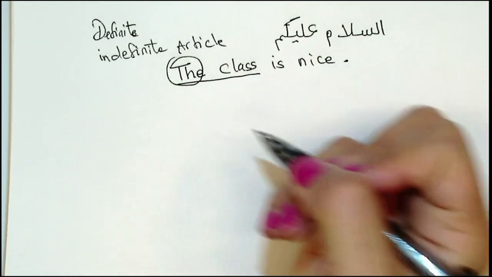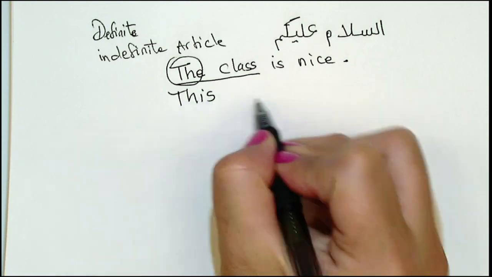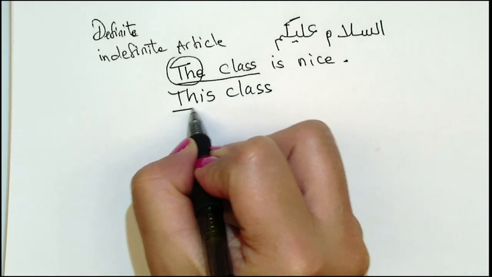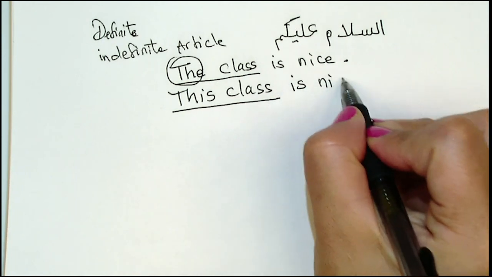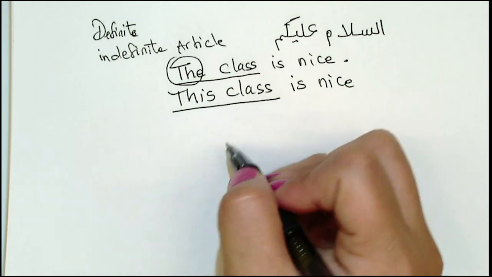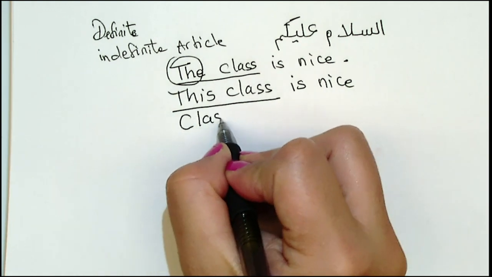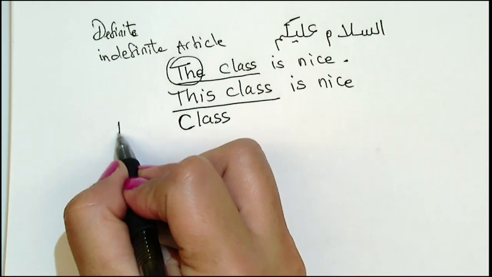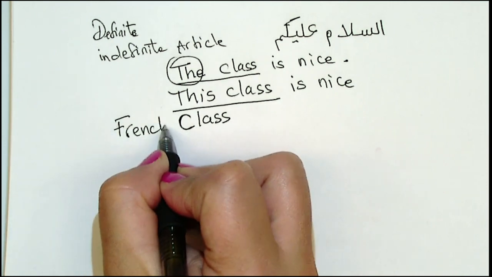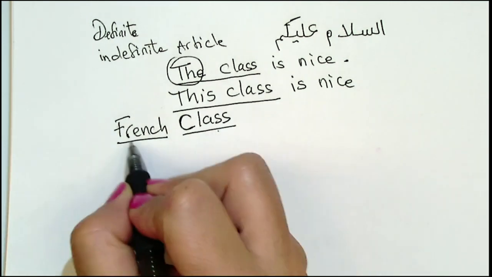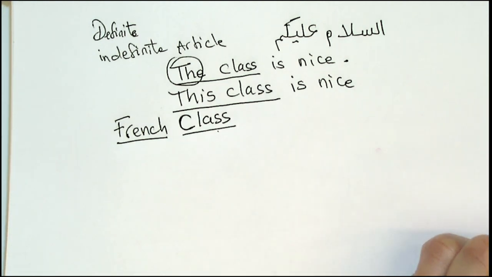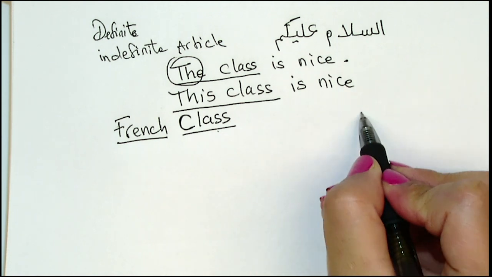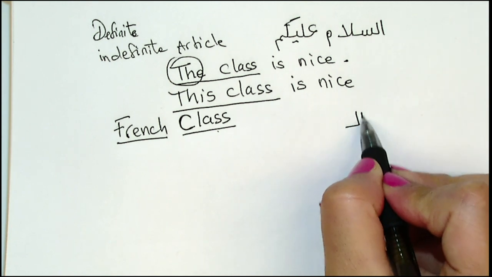But sometimes we say "this class". We define class by saying "this", or we can say "French class". We define class by adding French. In Arabic, we have one way to define a word: by adding Alif Laam to nouns.